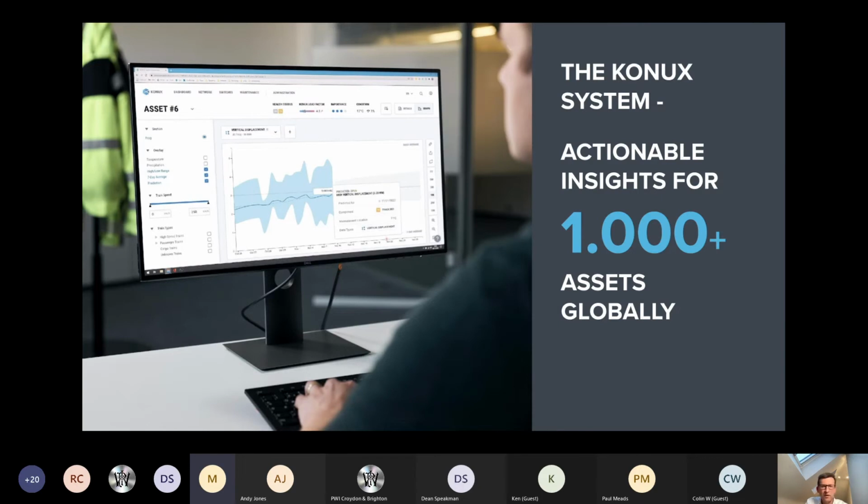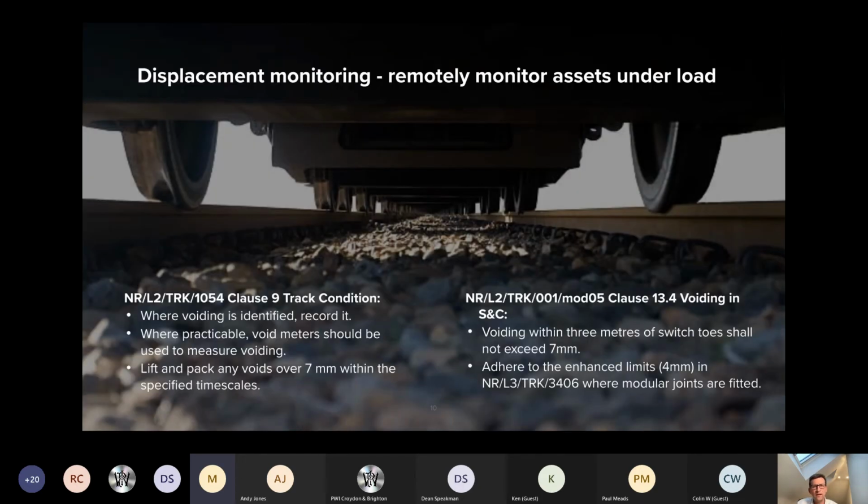So we've, as I said, actionable insights for over 1,000 assets globally, and I just want to go into some of the things that we've found and how that matches the UK railways' requirements. Displacement monitoring is the first feature. The device sits there, and as the trains go over it, it measures the acceleration as each axle crosses over it, and then we process that data to produce displacement. So we're able to differentiate between where there's an acceleration in the switch or the crossing itself, and when the acceleration is occurring in the track bed. That's quite an important differentiation.